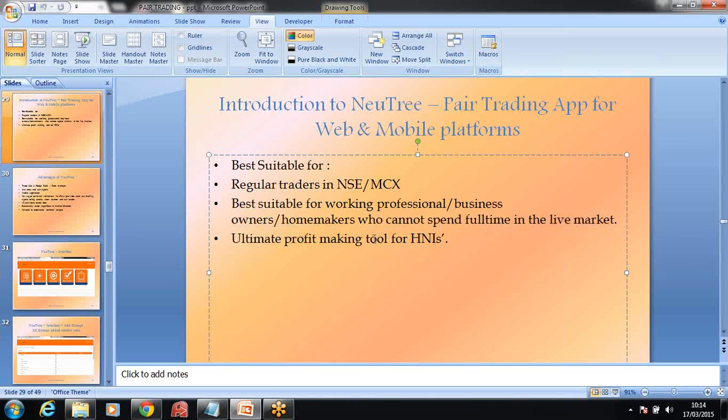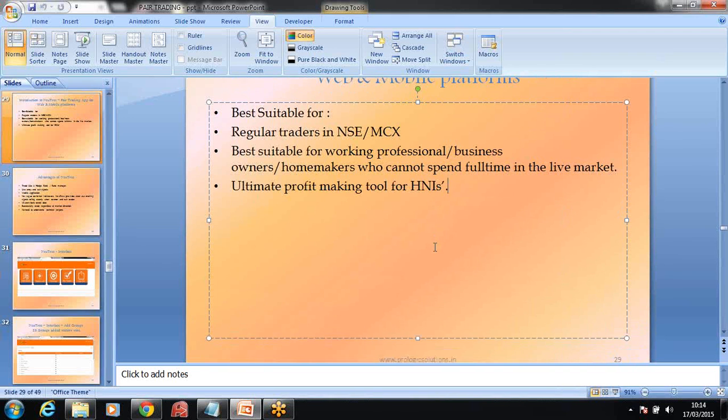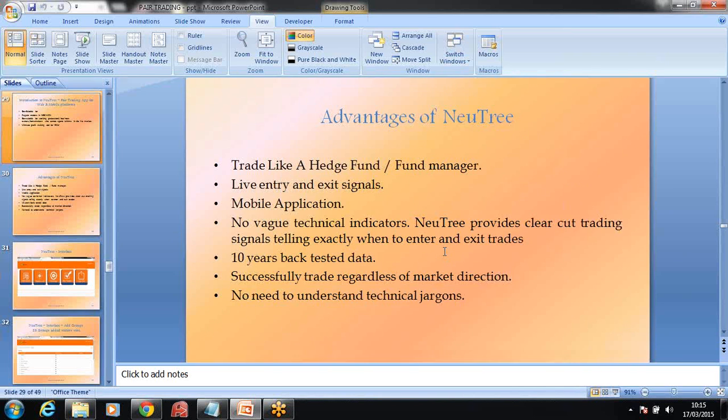If you have a smartphone, Android, Windows based or Apple phone, you can run on all three platforms. So you can trade from anywhere. That is one of the advantages. And right now in the world there is nothing called a pair trading strategy on a mobile phone. We are the first to launch it.